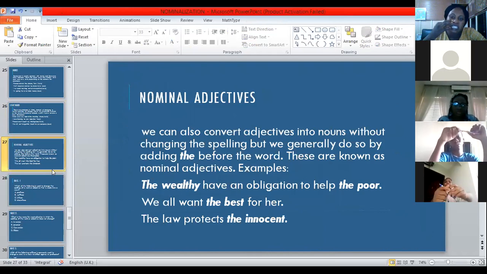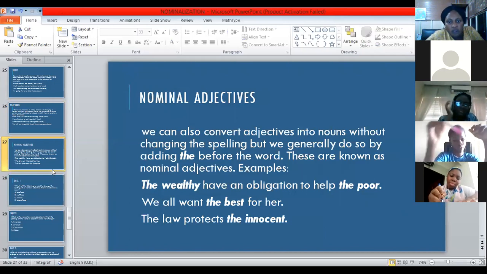We can also convert adjectives into nouns without changing the spelling, but we generally do so by adding "the" before the word. These are known as nominal adjectives. This is quite easy. An example is on the screen before you. The wealthy have an obligation to help the poor.